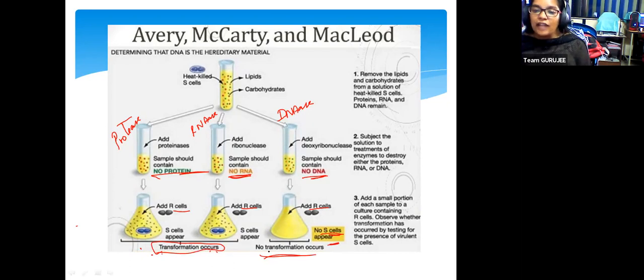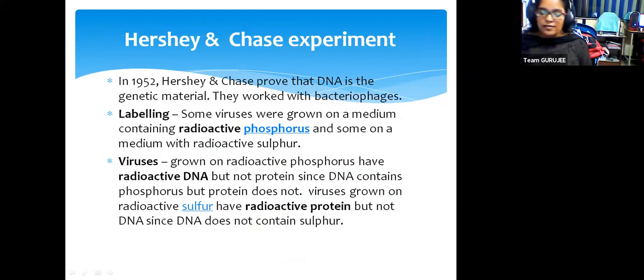So finally, they concluded that DNA is the genetic material. If there is no DNA in this conical flask, no transformation occurs. So thus, DNA is the transforming material. Okay, this is the experiment.